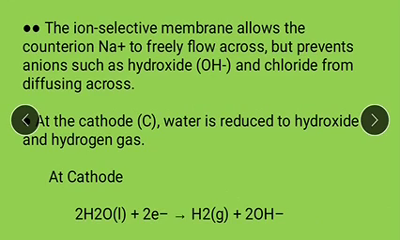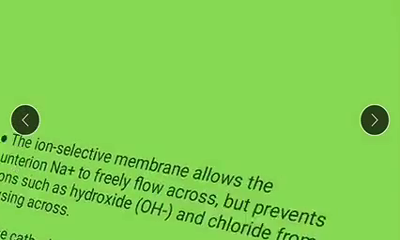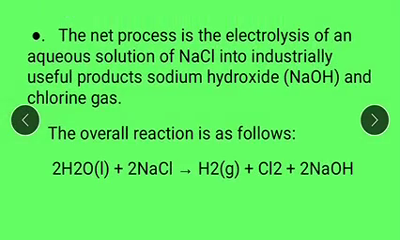At the cathode, water is reduced to hydroxide and hydrogen: 2H2O plus 2 electrons gives H2 gas plus 2OH minus ions. Okay, the net process in this electrolysis of aqueous solution of NaCl yields the industrially useful products sodium hydroxide and chlorine gas. The overall net reaction is 2H2O plus 2NaCl gives rise to H2 gas plus Cl2 plus 2NaOH.